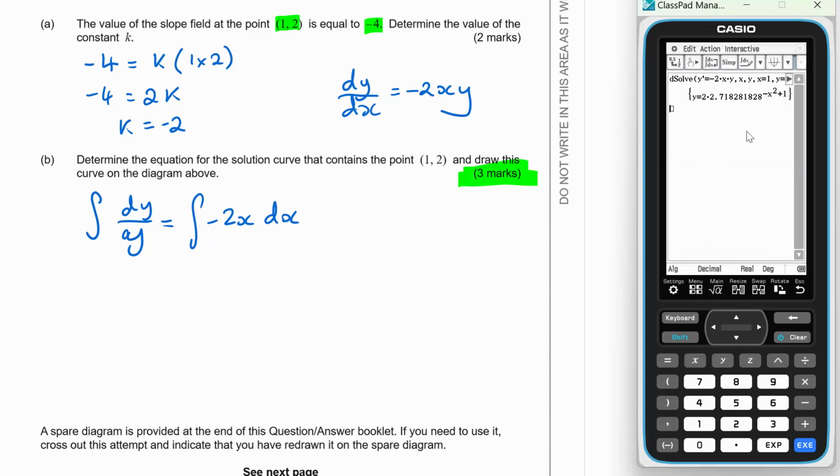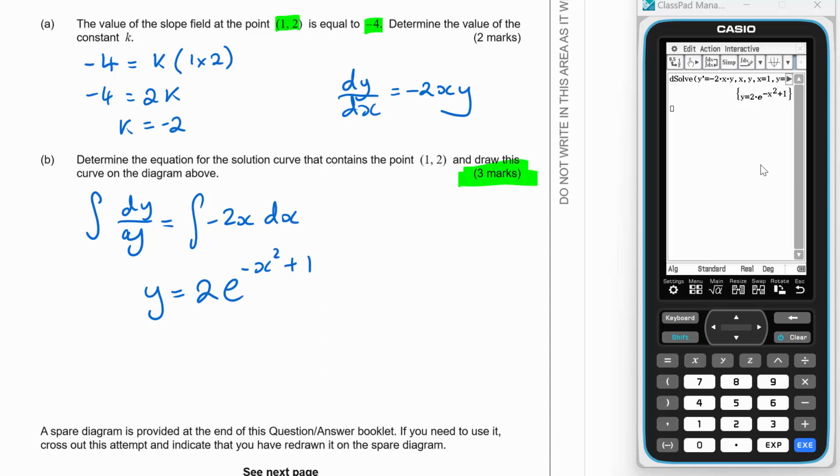Well, okay, maybe it would have been better if I'd had it in standard. Let's go back and redo it. And we can see that we get y equals 2e to the -x squared plus 1.